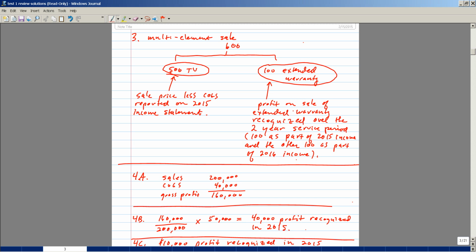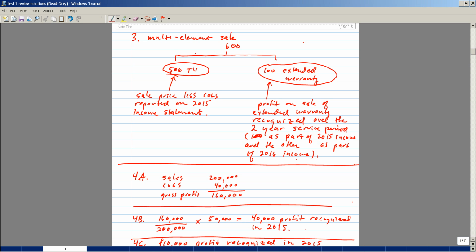So we're going to take... I got the wrong number here. This should be 50 and that should be 50. I wrote the wrong number down. So we're going to recognize $50 as part of 2015 income from this extended warranty, and the other 50 will be reported as part of 2016 income.